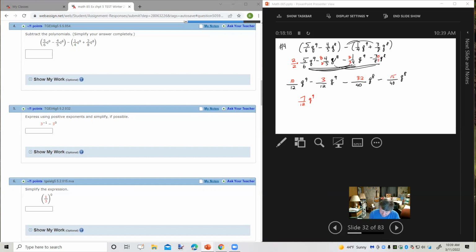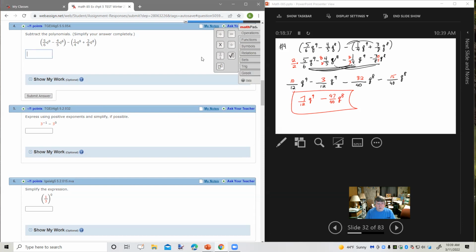I keep forgetting the denominator. All right, so then we've got minus 32/40 minus 15/40, which would be minus 47/40 q to the 8th. And that should be our final answer.